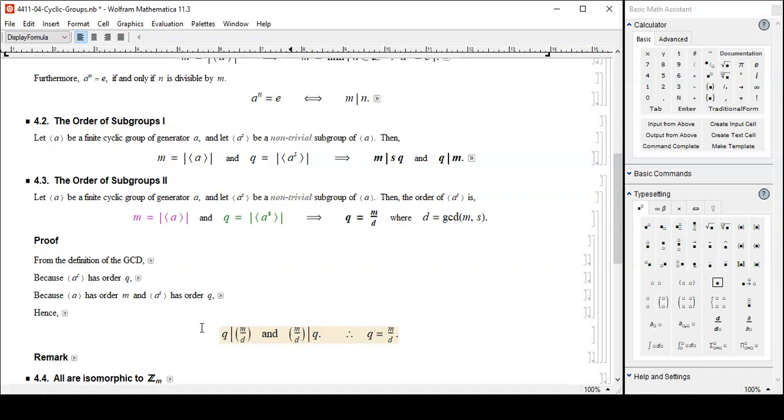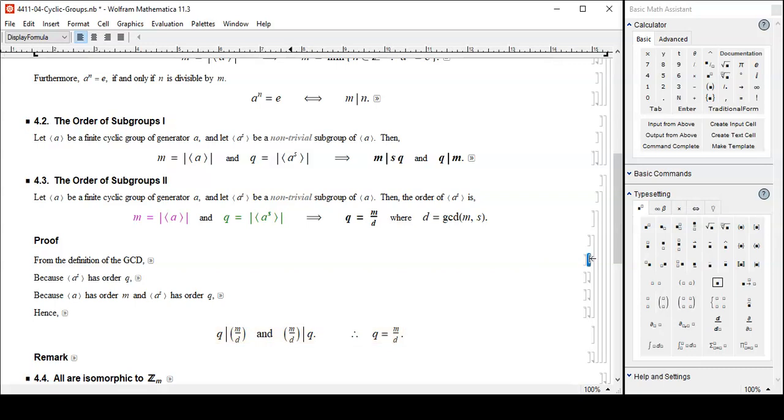By the way, in general, if one integer divides the other integer and vice versa, it doesn't mean they're equal. They may have two opposite signs, but in this case it's okay because Q and D are all positive. M is the order, Q is the order, so they're positive. And then D is GCD, that too is positive, so they're all positive, so yes, okay. This one follows actually. Okay, that's the plan. Let's go to step 1.